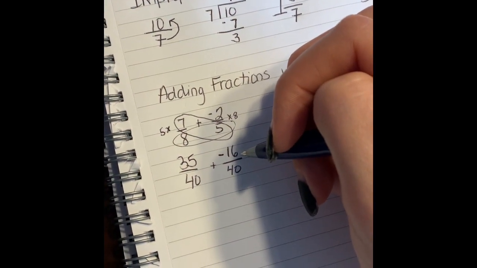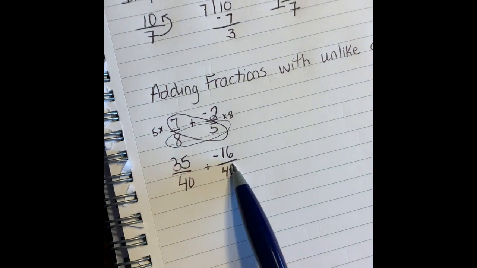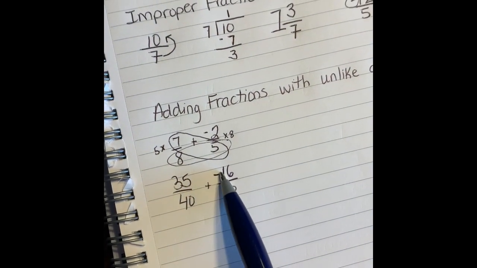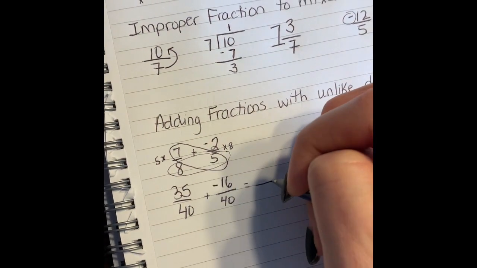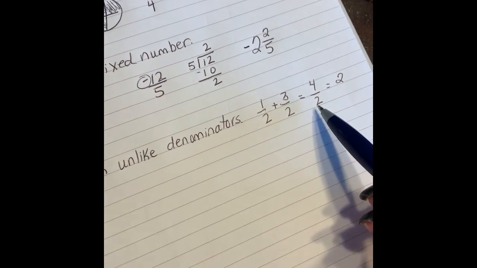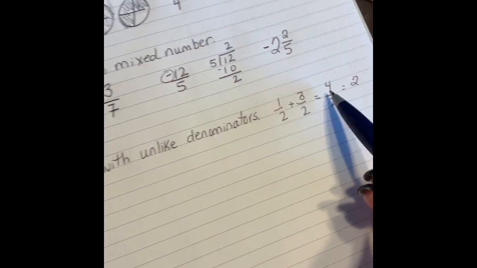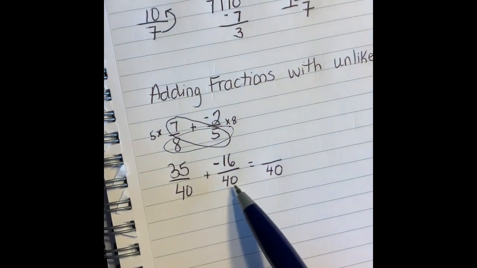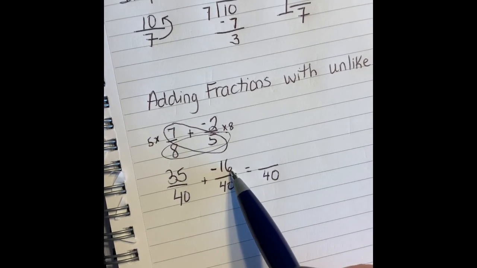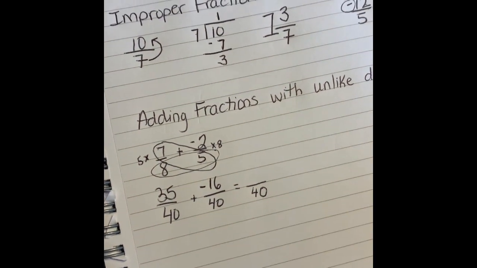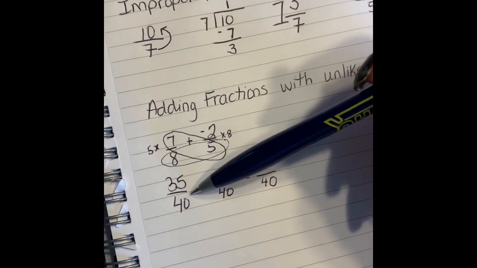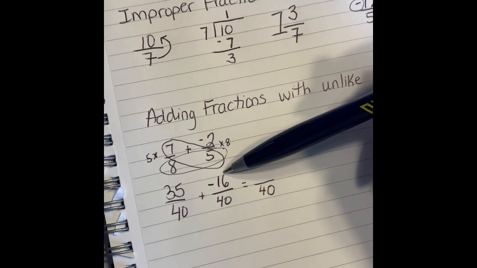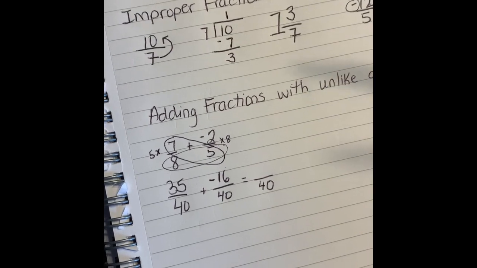So now we just have to add 35 plus a negative 16. Again, I keep my same denominator of 40, just like I did over here where I already had a common denominator. I kept my denominator and I just added my numerators. So here I have kept my denominators and I'm now going to add my numerators. This is where some people find it a little bit tricky, because my numerator is a negative number. So I'm saying 35 plus a negative 16, which is really the same as saying 35 take away 16.